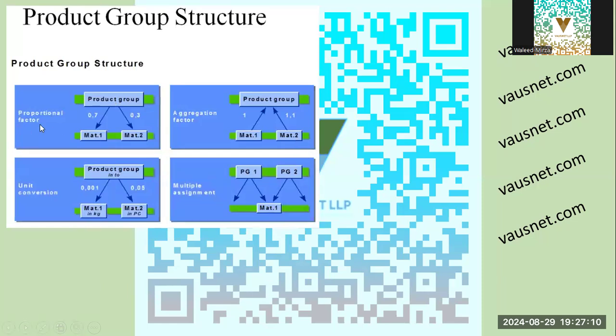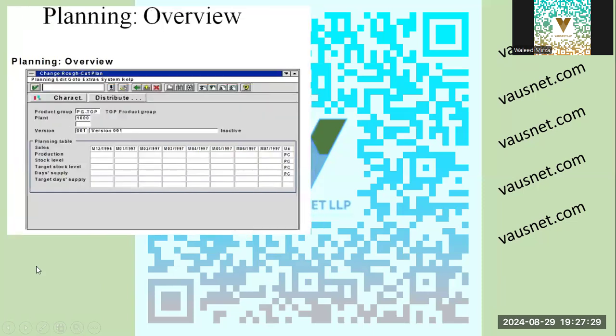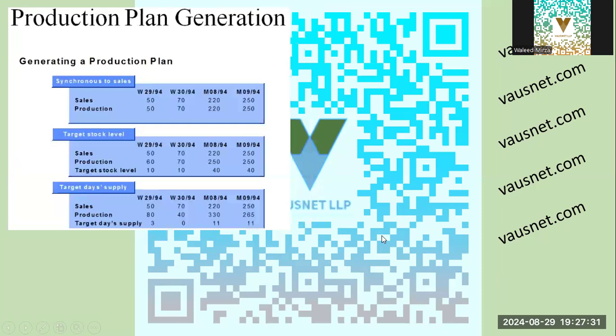It can be based on proportional factor, unit conversion, multiple assignment, or aggregation factor. Again, it's based on proportions, aggregation, which is an average, or it can have multiple assignments. We'll keep it simple, or unit conversion: unit in kg, the proportional factor is that. So this is the planning layout. We'll see that as well.